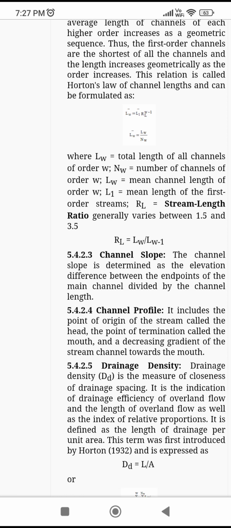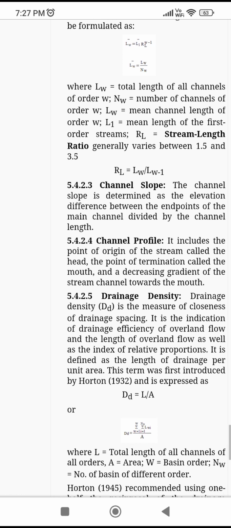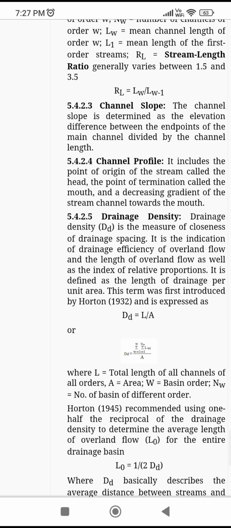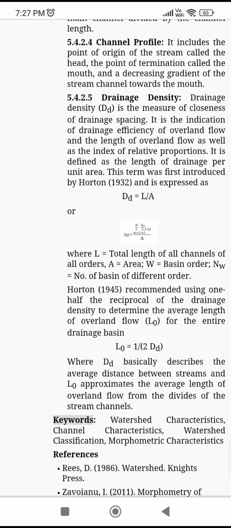Then channel slope, the channel slope is determined as the elevation difference between the endpoints of the main channel divided by the channel length. Channel profile, drainage density. Drainage density is a favorite topic for the examiner. Drainage density is the measure of closeness of drainage spacing. It is an indication of drainage efficiency of overland flow and the length of overland flow as well as the index of relative properties. It is defined as the length of drainage per unit area, L by A. This term was introduced by Horton.